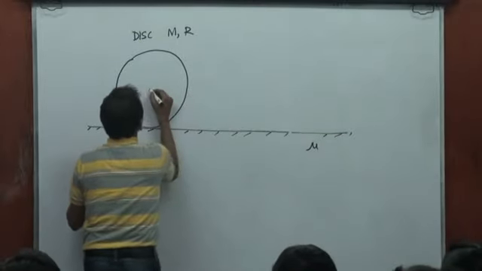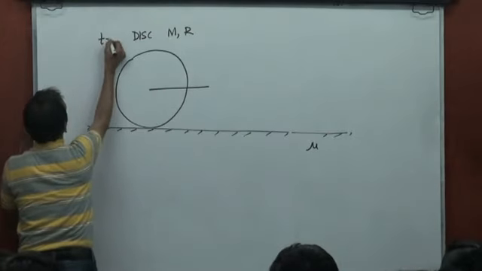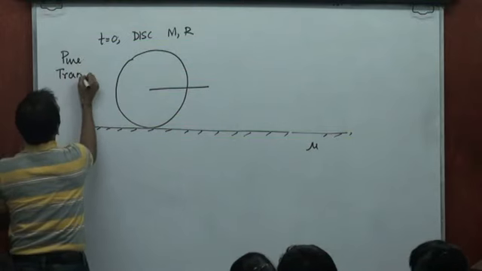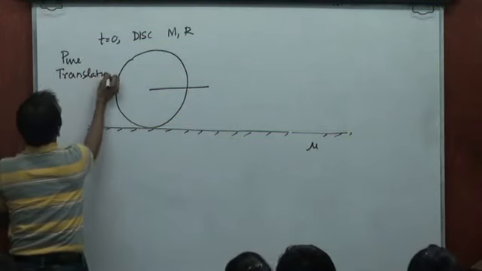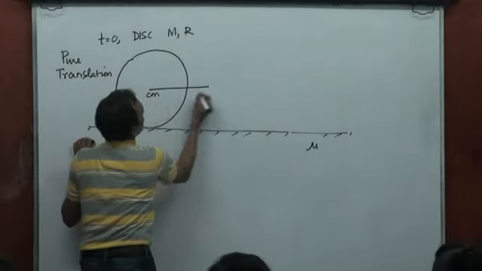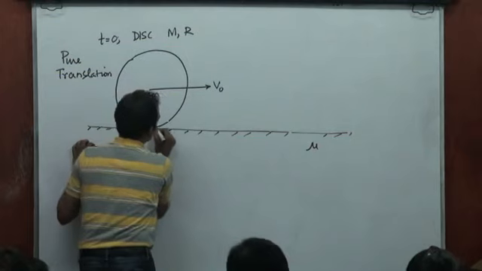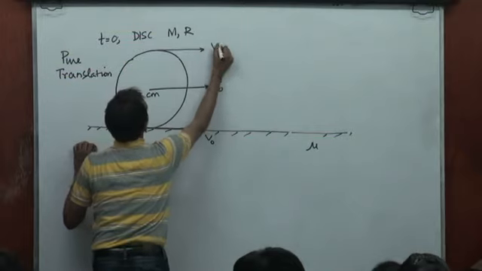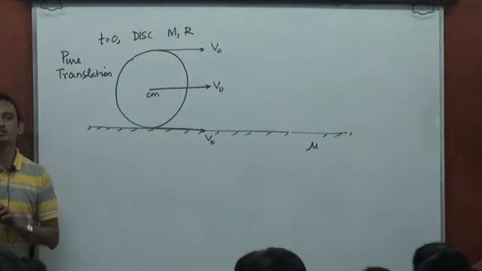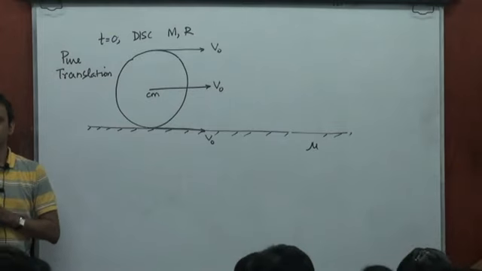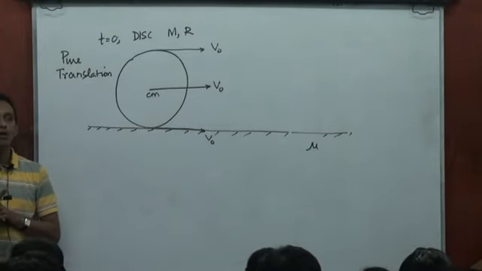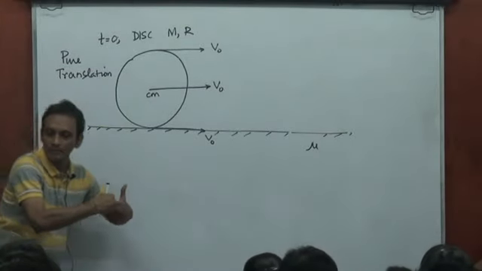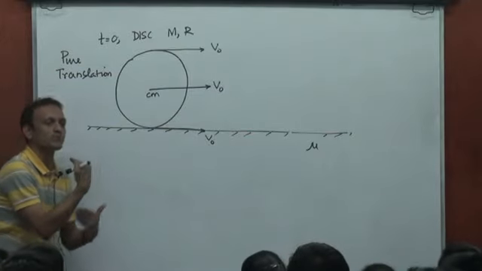Let's say this is time t equal to 0. When I set it up in pure translation, the center of mass has a velocity v0, and all other particles constituting the rigid body would be deemed to have the same velocity v0. So this is a state of pure translation. Now let's see what happens beyond this point.